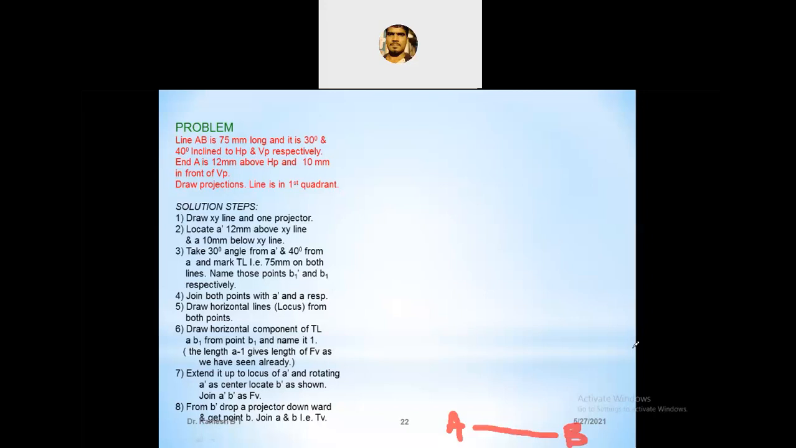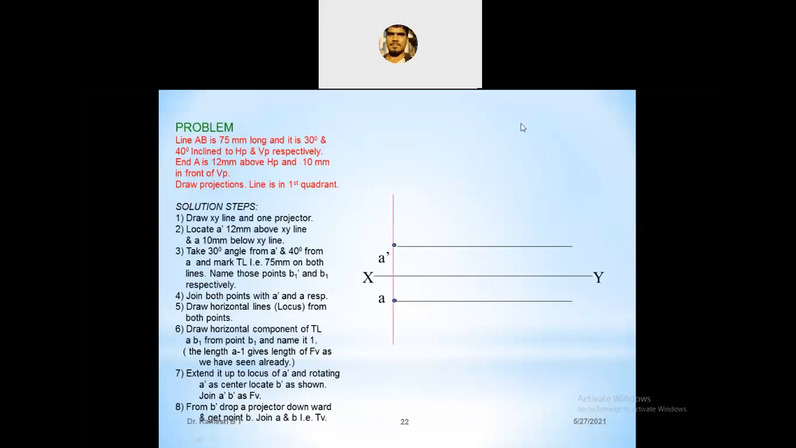Similarly, you have to follow for the top view. Yes, I told, so draw the XY line. Then A dash 12 mm above and 10 mm below is A. These should be in line, A dash and A. Then draw locus. Then at point A dash, draw 30 degrees, and at point A, you have to draw 40 degrees.